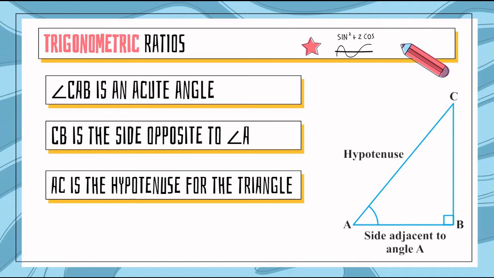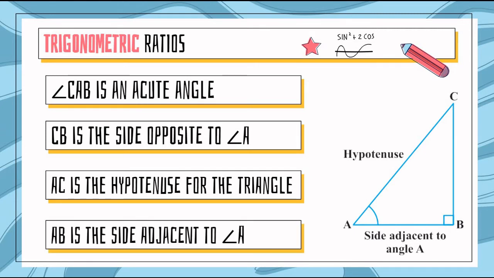So we have one more side missing. What is it? AB. As we have related BC as the side opposite to angle A, let's also relate this left side with angle A. If we relate AB with angle A, we get that AB is the side adjacent to angle A, because they are both beside each other. So we can say that AB is the side adjacent to angle A.